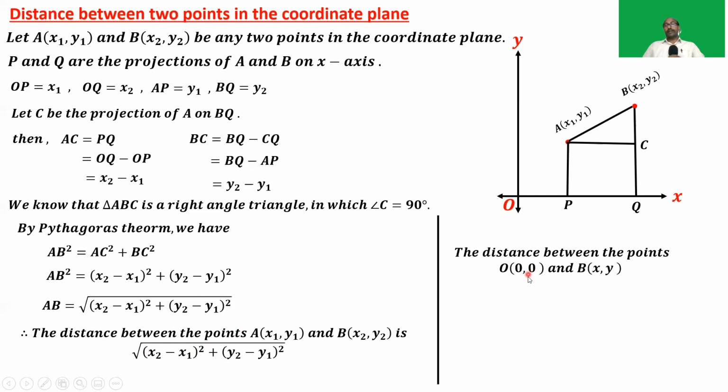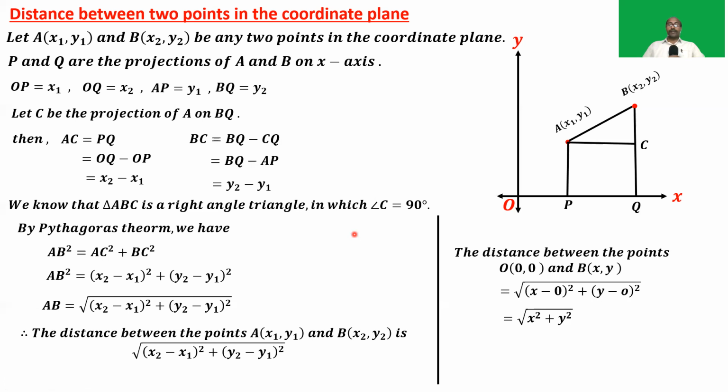So let O be (0, 0) and B be (x, y). Now the distance between these two points, using this formula, we can write as under root (x minus 0) whole square plus (y minus 0) whole square, which is equal to under root x square plus y square. So using this formula we can easily find the distance from a point to the origin.